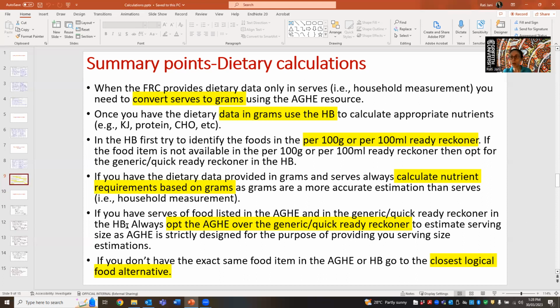You should say, oh, but hang on, Rati, the AGHG is designed for giving a serve. So that is where I'll be taking the serves from. Okay, so if you have two resources, that is what you select.